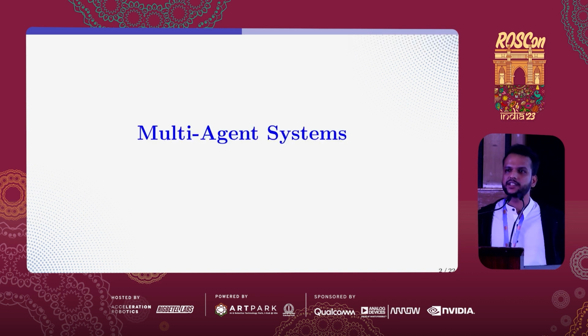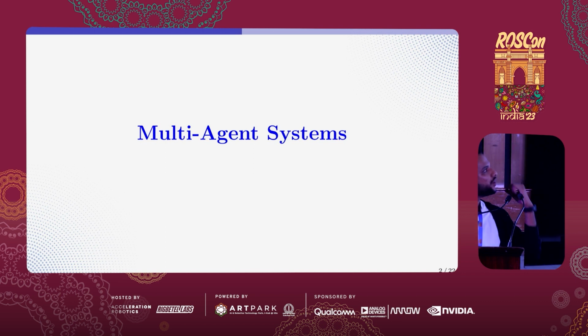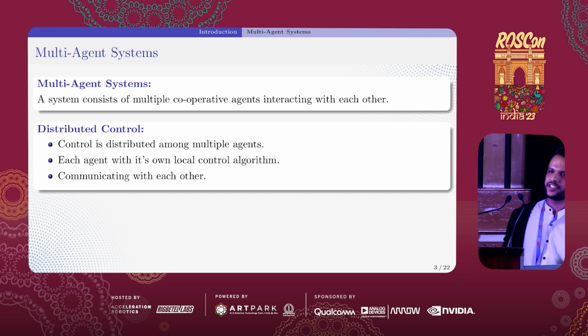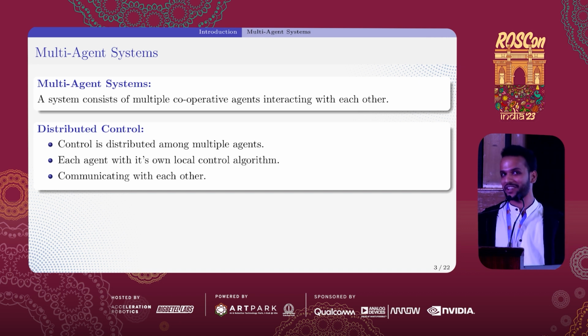So talking about multi-agent systems. What is a multi-agent system? Swarm is a fancy word for multi-agent system. In a multi-agent system, the main thing is different agents. Those agents can be either drones or ground robots or any system which cooperate with each other and perform any task.